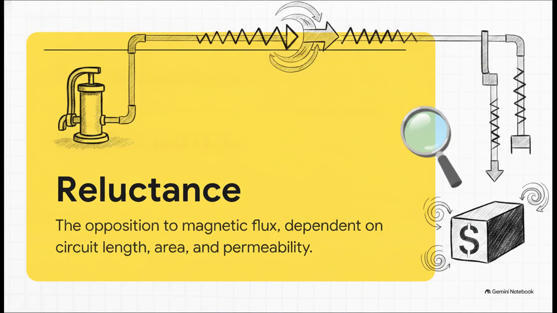But hey, every pump faces some resistance, right? In magnetic circuits, this opposition is called reluctance, represented by the letter S. Just think of reluctance as pipe friction. The physical characteristics of the core material actually determine how hard it pushes back against the flux. So, a longer circuit length is going to increase reluctance, while a larger cross-sectional area and a material with high magnetic permeability, like iron for instance, will dramatically decrease it.